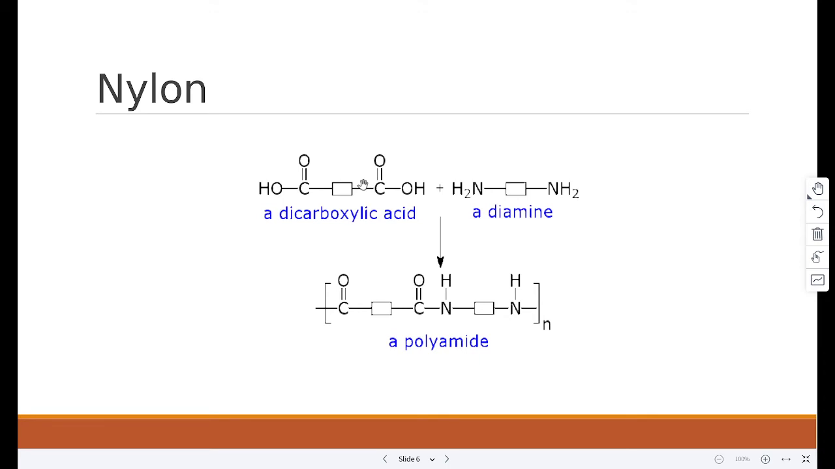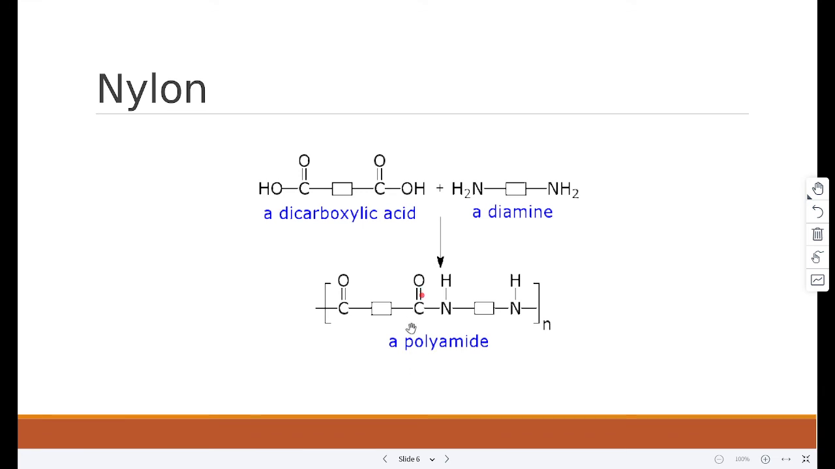Then we have nylon. So, how is nylon made? Nylon is made by a dicarboxylic acid and a diamine. So they both add up to make a nylon. Nylon is a polyamide made from dicarboxylic acid monomer and diamines.